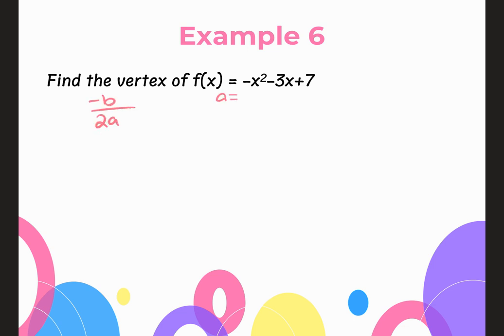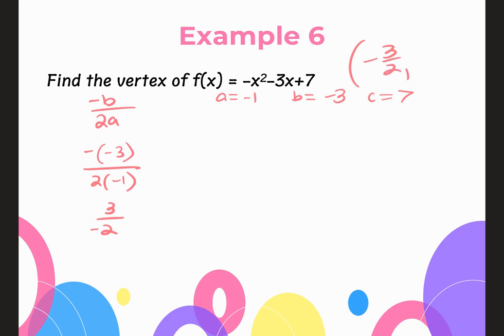The a is what's in front of the x squared, which would be negative 1. The b is what's in front of the x, which would be negative 3. The c, which we don't need, would be 7. So then I would get negative negative 3 over 2 times negative 1, which is 3 over negative 2. That's the x coordinate of my vertex.